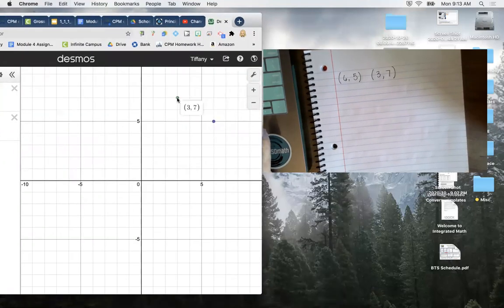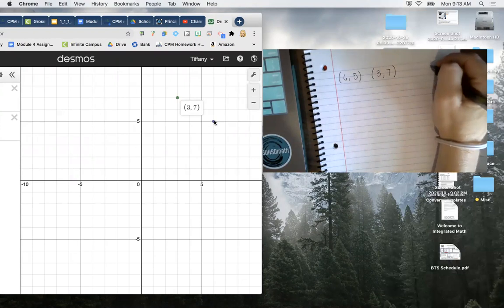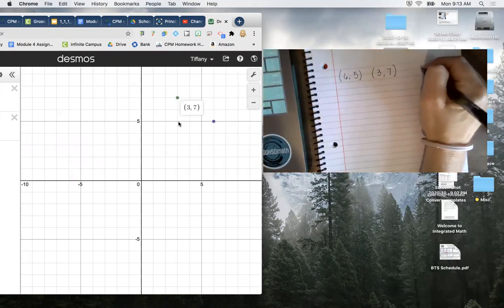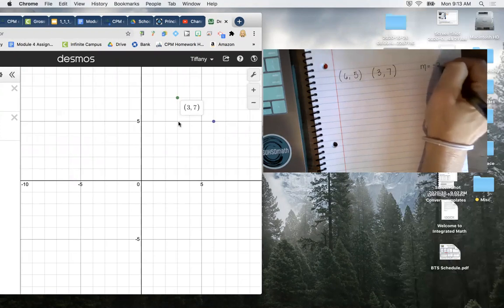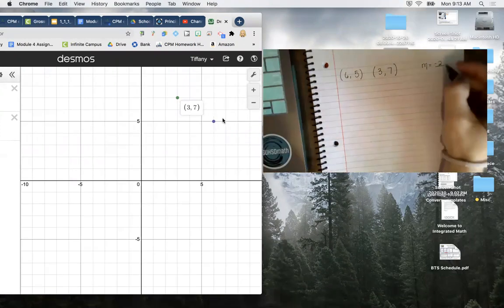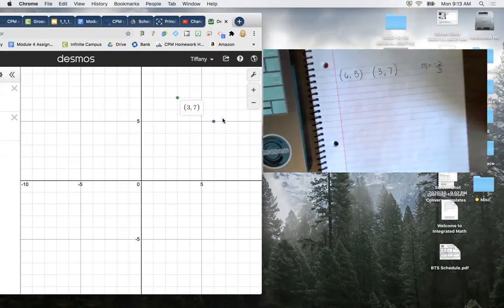Here's my look. It looks like from that point to that point, I would go down 1, 2, over 1, 2, 3. I think based on the graph, my slope is going to be down 2, and over 3, so -2/3. But let me show you how we do that mathematically and with the graph here.